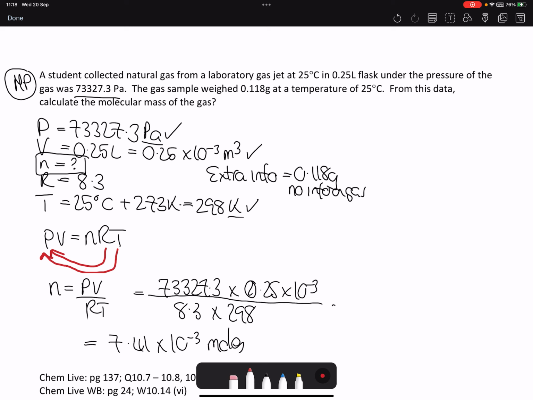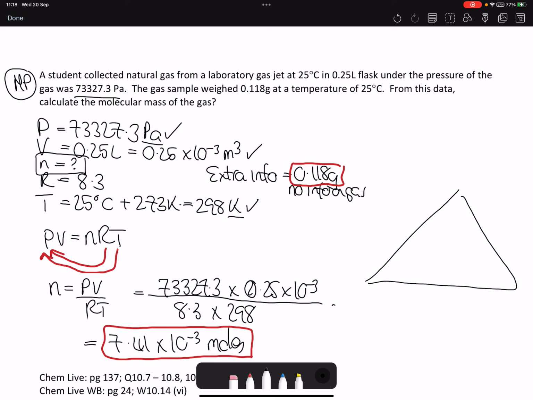So what am I left with now? I am left with moles, and I am left with the mass. So I am hoping that there is a mass triangle screaming at you. So 0.118 grams is going to go up here. My 7.41 by 10 to the minus 3 is going to go to my left-hand side. And when I do this, I am going to get 15.9 grams per mole, which is my molecular mass.